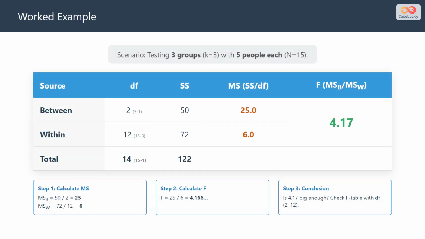Let's see it in action with a simple example. Imagine we have 3 groups with 5 people each. That gives us a total of 15 people. For degrees of freedom, between is 3 minus 1, which is 2. Within is 15 minus 3, which is 12. If our calculations gave us a sum of squares of 50 for between and 72 for within, we divide 50 by 2 to get a mean square of 25. We divide 72 by 12 to get 6. Finally, 25 divided by 6 gives us an F-statistic of 4.17.